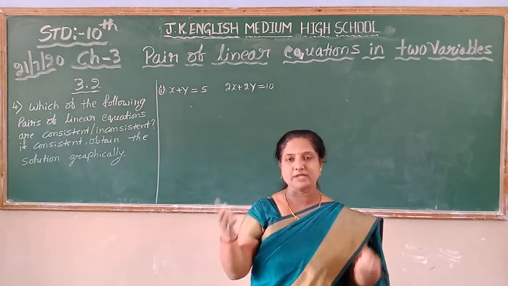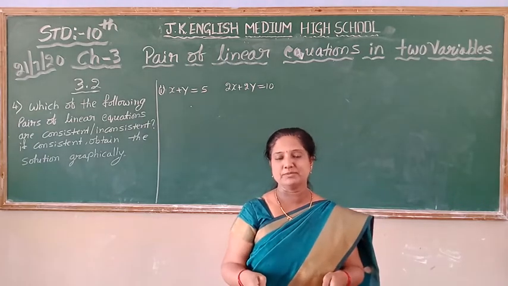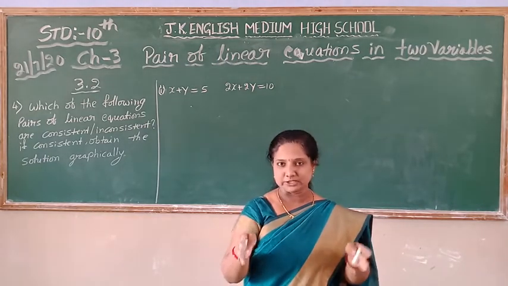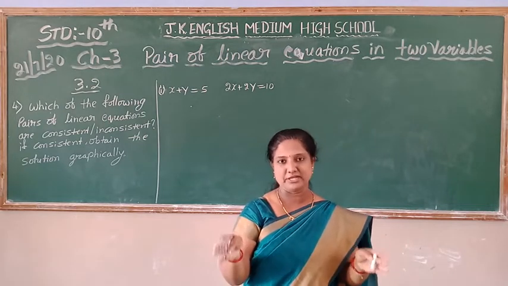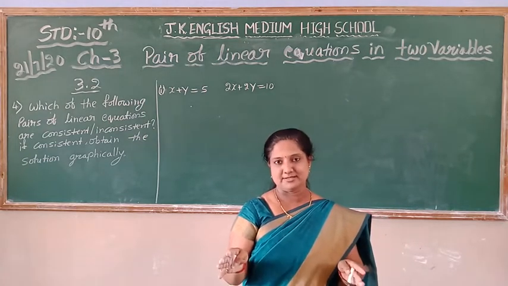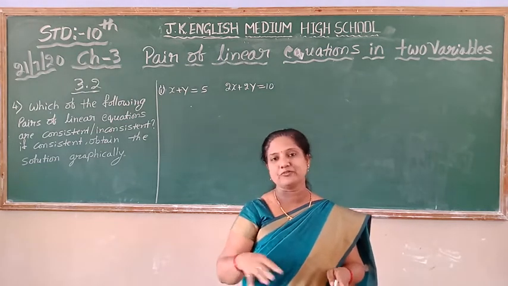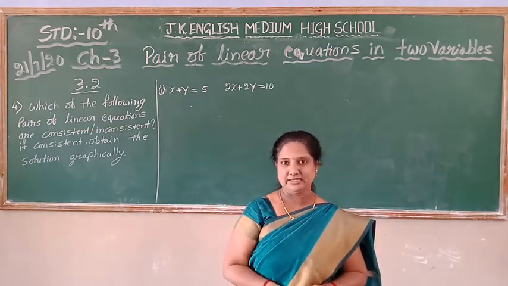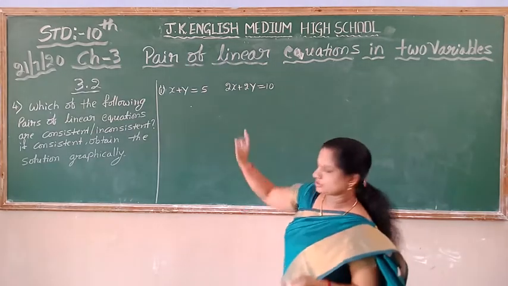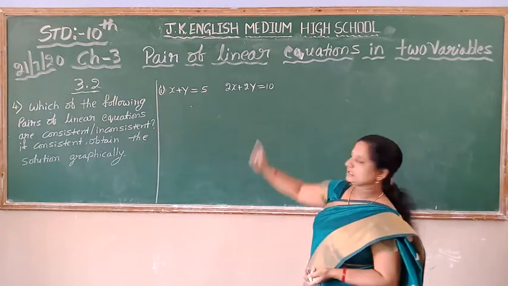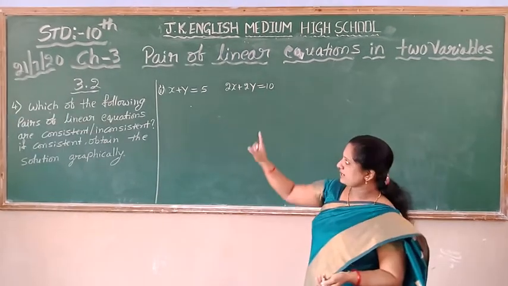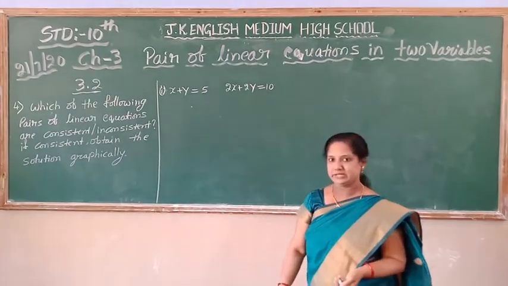So they gave some linear equations in two variables. I have to check whether those two linear equations in two variables are consistent or inconsistent. If they are consistent, I have to find the solution graphically. So first question: they gave a pair of linear equations in two variables.